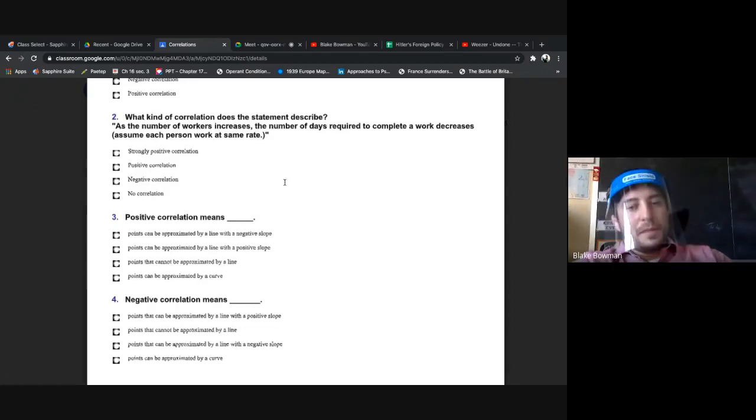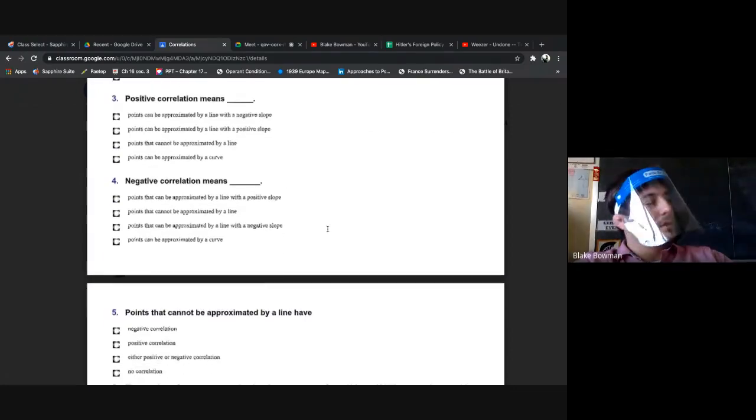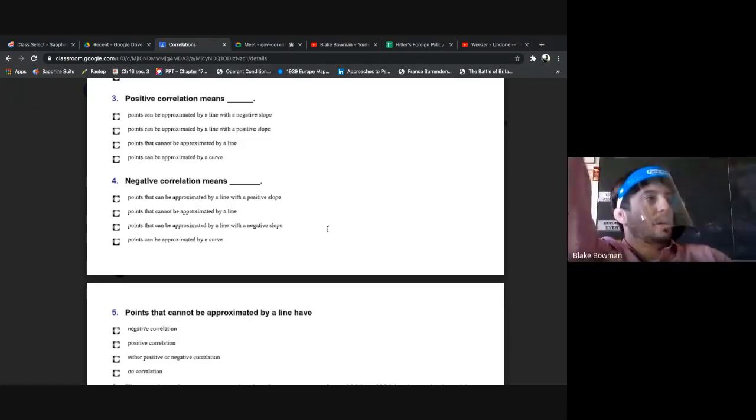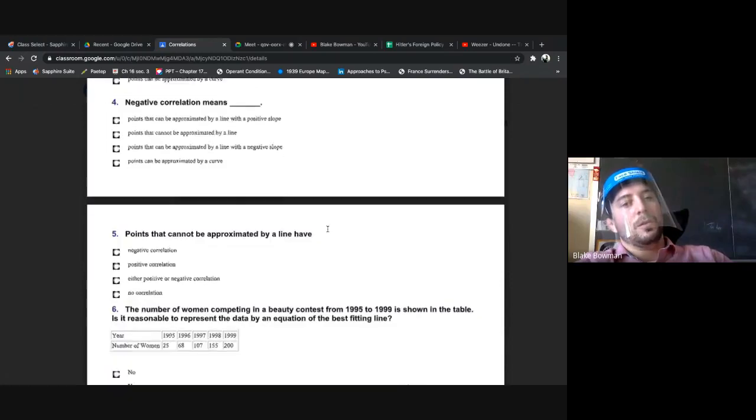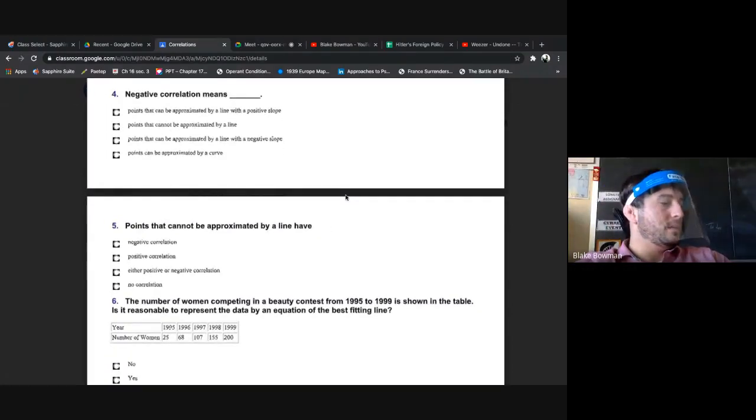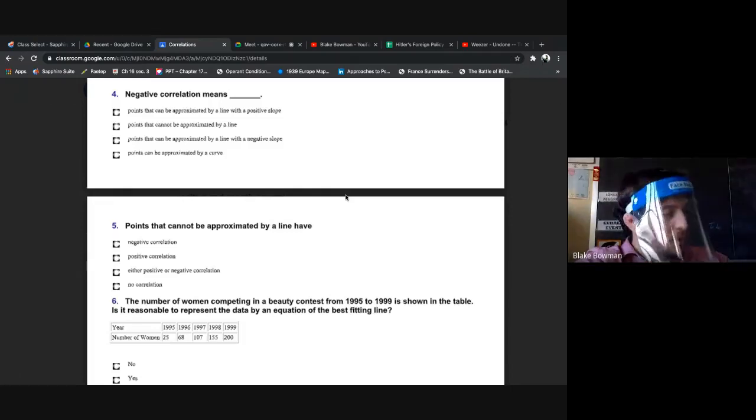Good. Three. Positive correlation means, Hannah? Yeah, with a positive slope, usually going up to the top right corner. Good. Negative correlation means, what do you got, Sarah? Yeah, good job. The slope goes in the opposite direction, toward the bottom right corner. Points that cannot be approximated by a line have, Michaela? No correlation. Good job.